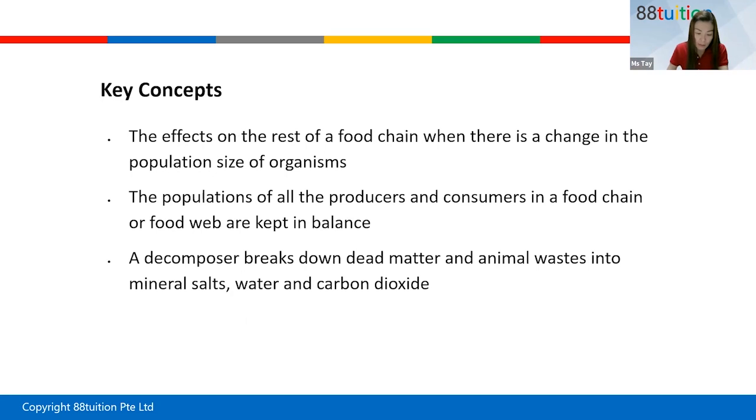Next, what's the effect on the rest of the food chain if there is a change in the population size of organisms, like what Joshua mentioned just now? We are lack of a predator. There'll be too many of this prey around. The prey is actually one type of organism, isn't it? So if there is sudden increase in this number, then the rest of the food chain will be affected. How? We're going to look into the questions later. You know that there are some questions that ask you about this.